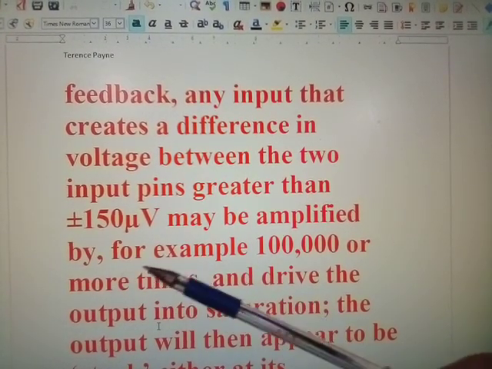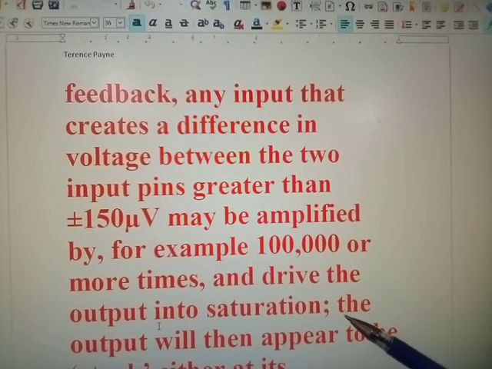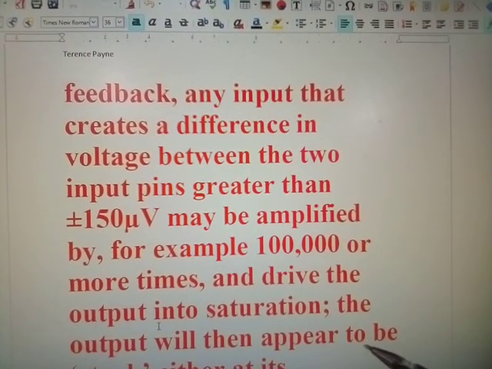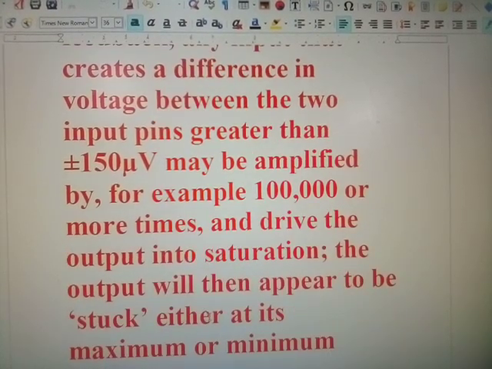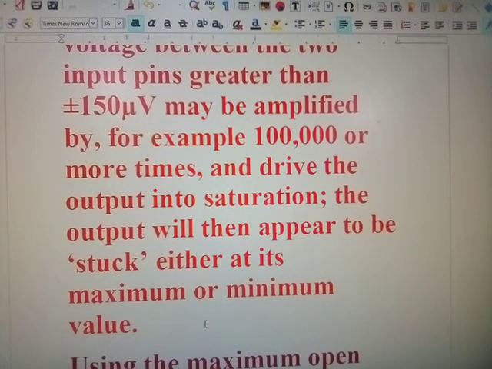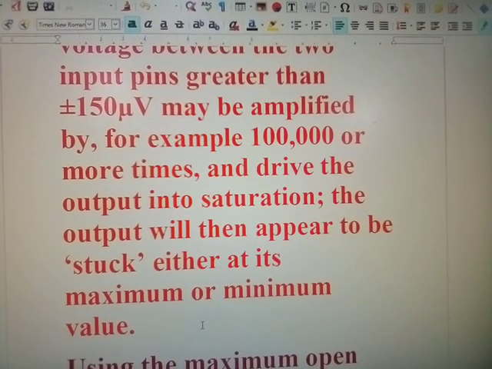And just to recap, for example, 100,000 or more times and drive the output into saturation. The output will then appear to be stuck either at its maximum or minimum values. Okay, and those values are determined by the rating of the op amp itself.